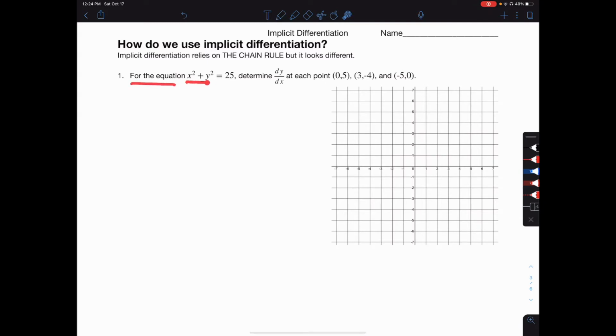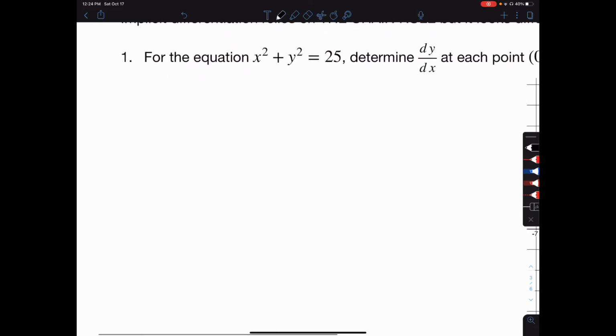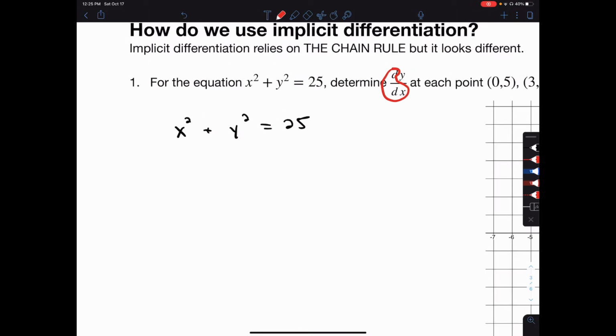For the equation x squared plus y squared equals 25, determine the derivative of y with respect to x at each of these points. In order to do that, we need to first figure out what dy over dx is. So I'm going to take this function, x squared plus y squared equals 25, and find the derivative. The important part is that it says find the derivative with respect to x. Treating this differently than we've done explicit functions.